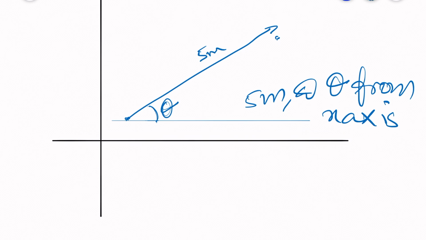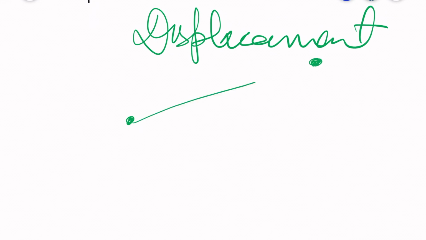Now, let us look at a very simple quantity which is represented using vectors, called displacement. So, displacement: some entity was at this point and it ended up being here. What is the displacement? Displacement is nothing but this, displacement d.